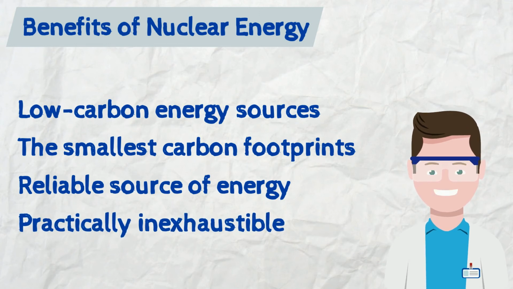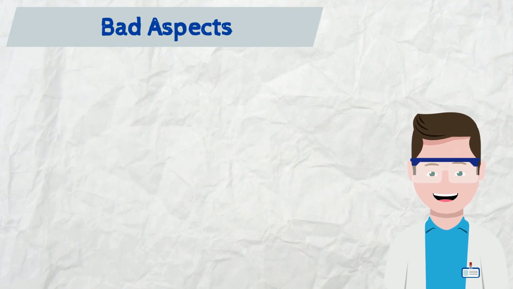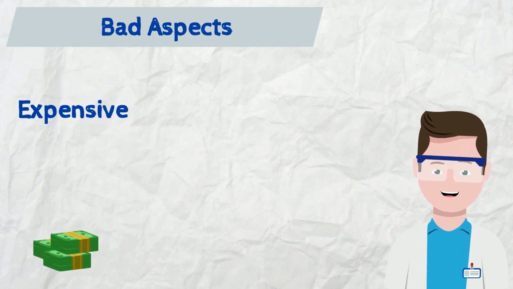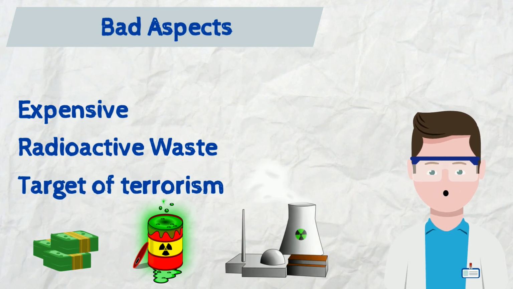But there are bad aspects as well. Building a nuclear power station is very expensive. When it's operating, it produces radioactive waste that must be securely stored, so it doesn't pollute the environment. Also, there is a security threat. It can be a target for terrorists to create a disaster.